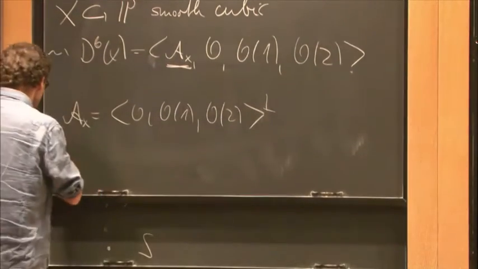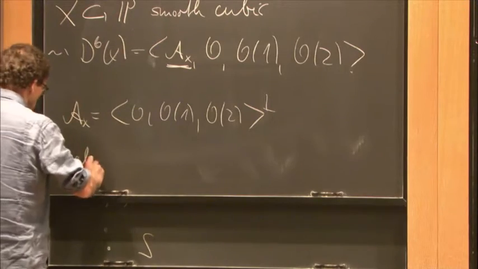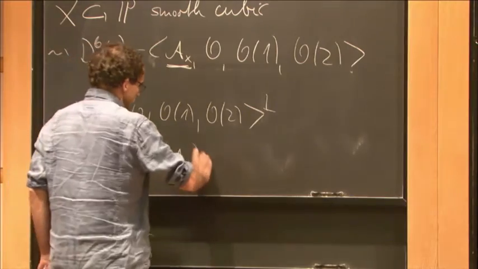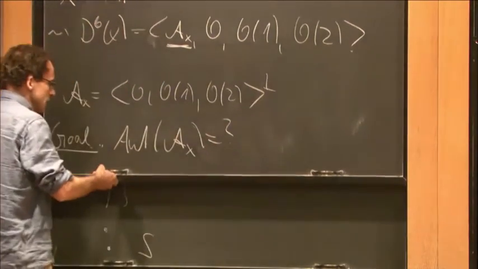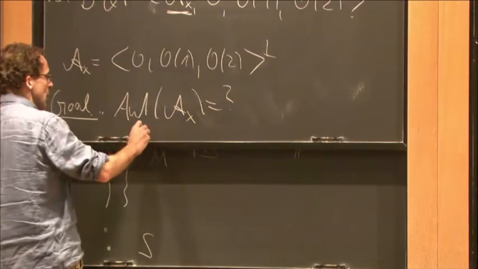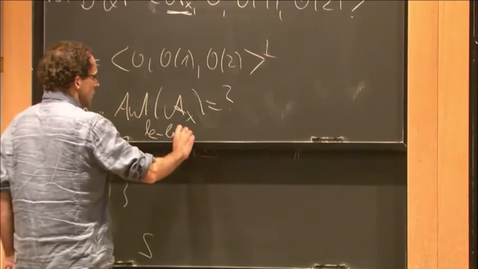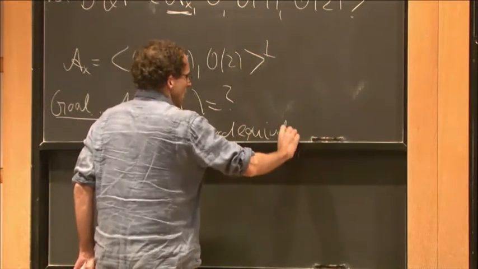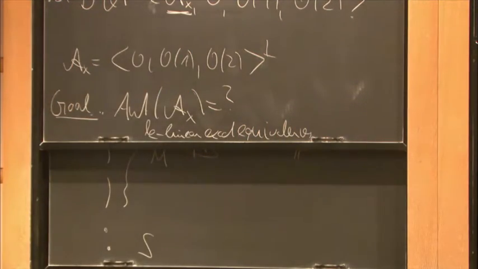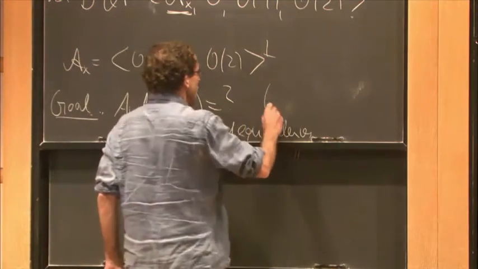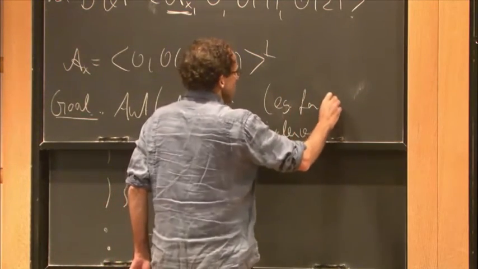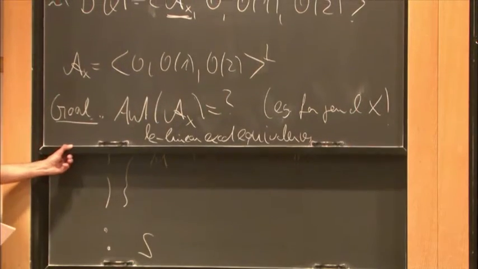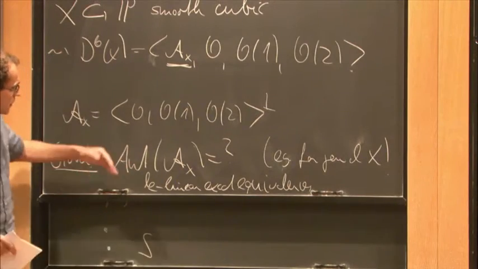And the goal is I'd like to understand the group of autoequivalences. So what I mean by this is the group of isomorphism classes of k-linear exact equivalences. And in particular, I'd like to understand this group for general X. So later, I hope during the talk, I'll convince you that this group is an interesting group.